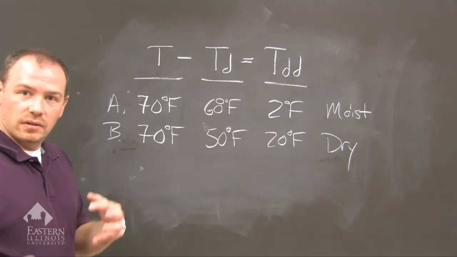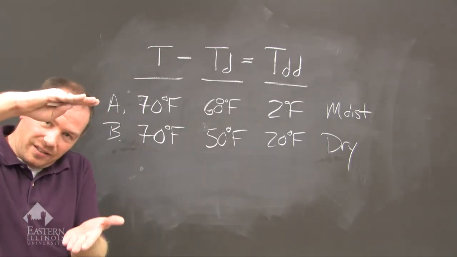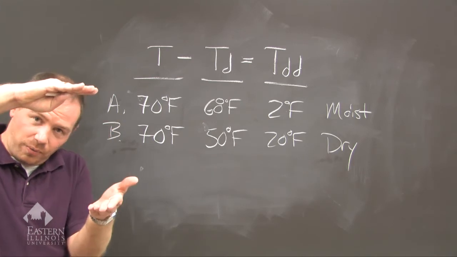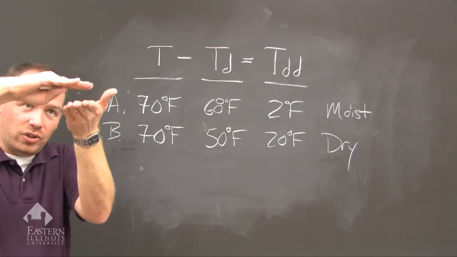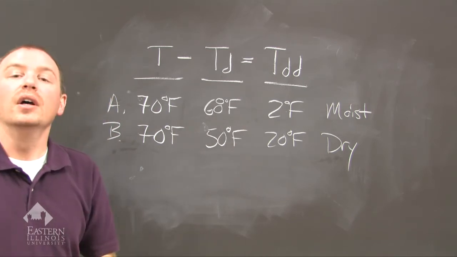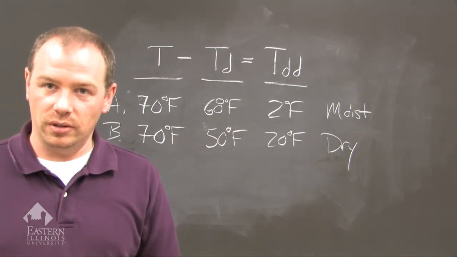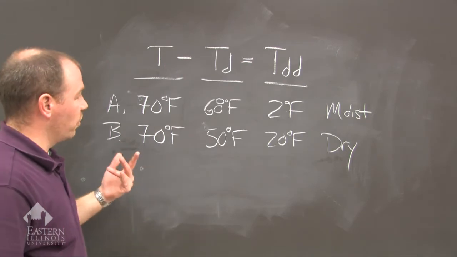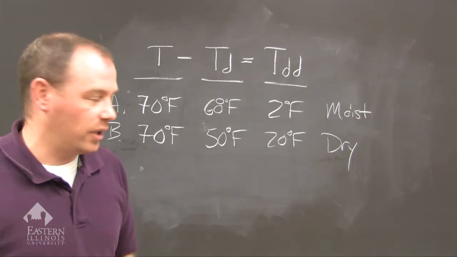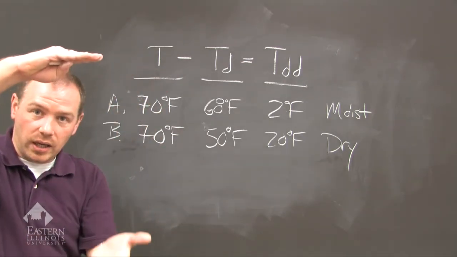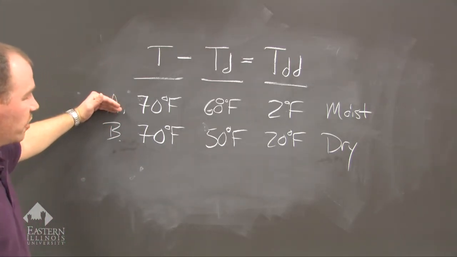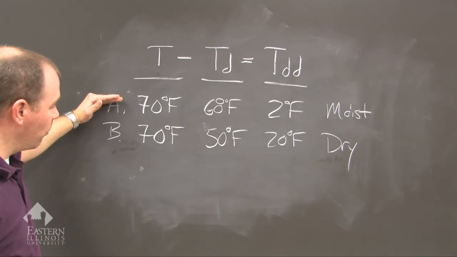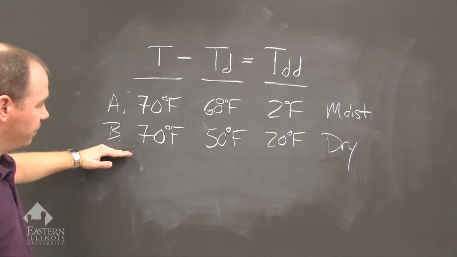So the closer that you get the dew point to the actual air temperature, you increase the moisture availability or the moisture level of the atmosphere. The further that you get away, it becomes more dry. So this is moist, the numbers are very close together, and this is very dry.